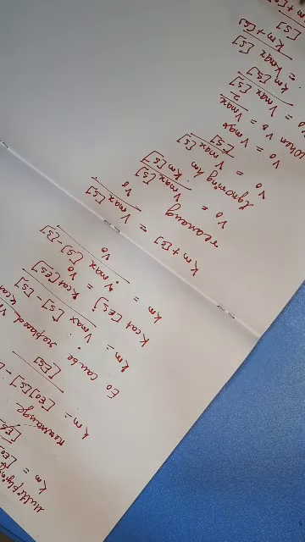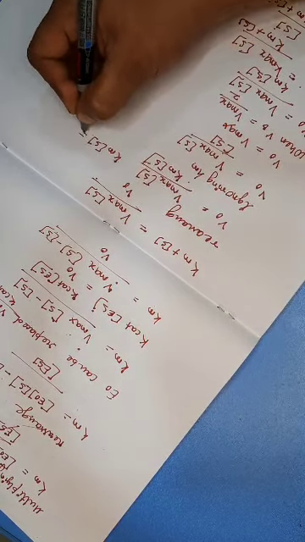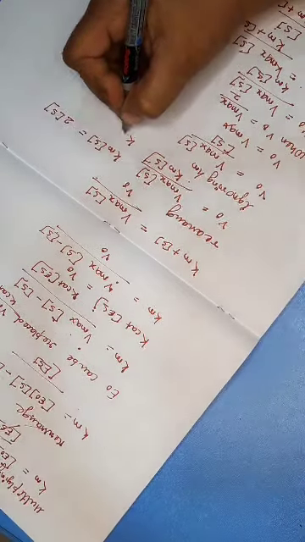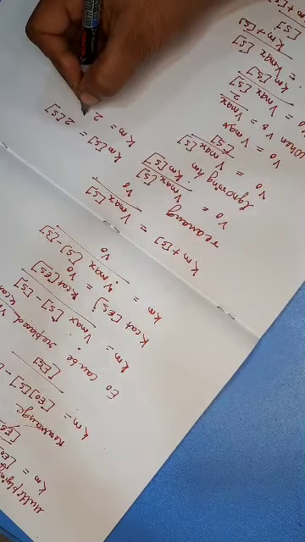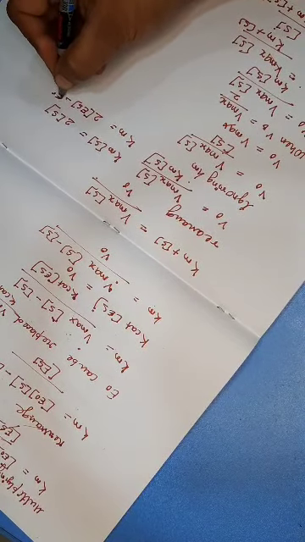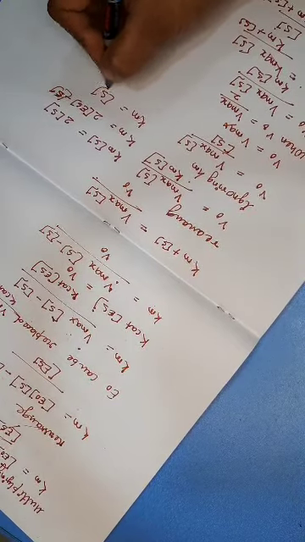So again, if you change the sides, multiply this by 1, multiply this by 2. So it will be Km plus substrate concentration is equal to 2 times substrate concentration. So Km is equal to 2S minus S, sorry, minus substrate concentration. So Km is equal to S.